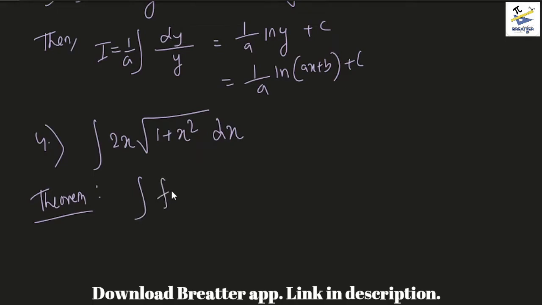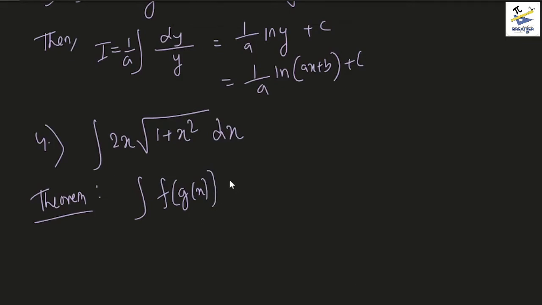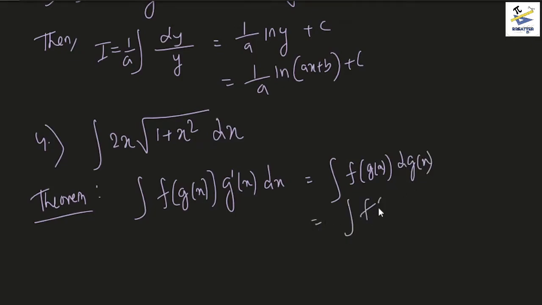The theorem says that if you have f of g of x into g prime of x dx, this is the form of the integral, which as you can see is the chain rule, then this is basically equal to the integral of f of g of x d of g of x, or you can say this is equal to the integral of f of y dy, where y equals g of x. So you just need to integrate the function f. If the function f is integrable to you in an elementary form, you would be done, right?